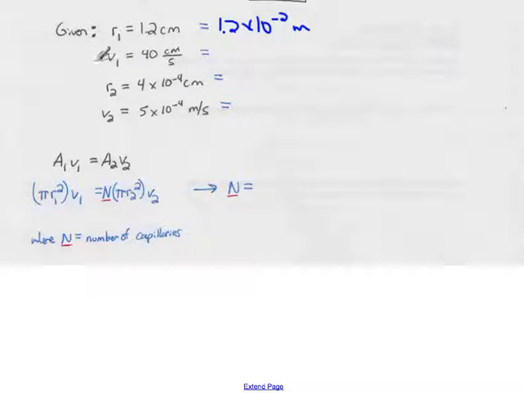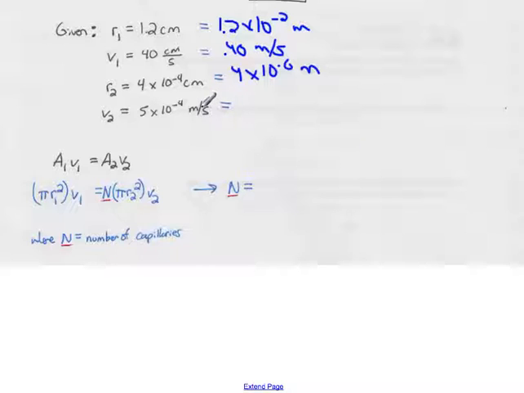Okay, the velocity was 40 centimeters per second, so once again we better put 0.40 meters per second, or you could use a power of 10 like I did above, it's up to you. The second radius, once again we've got centimeters, so we better say that's 4 times 10 to the negative sixth meters. And the second velocity is in meters per second, so we're good.